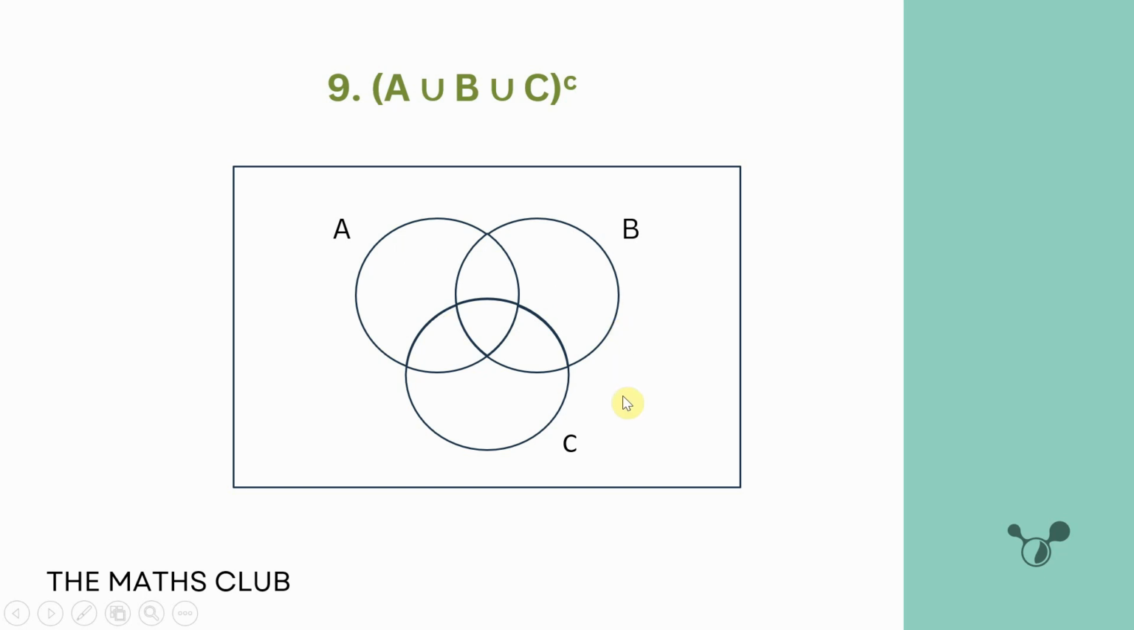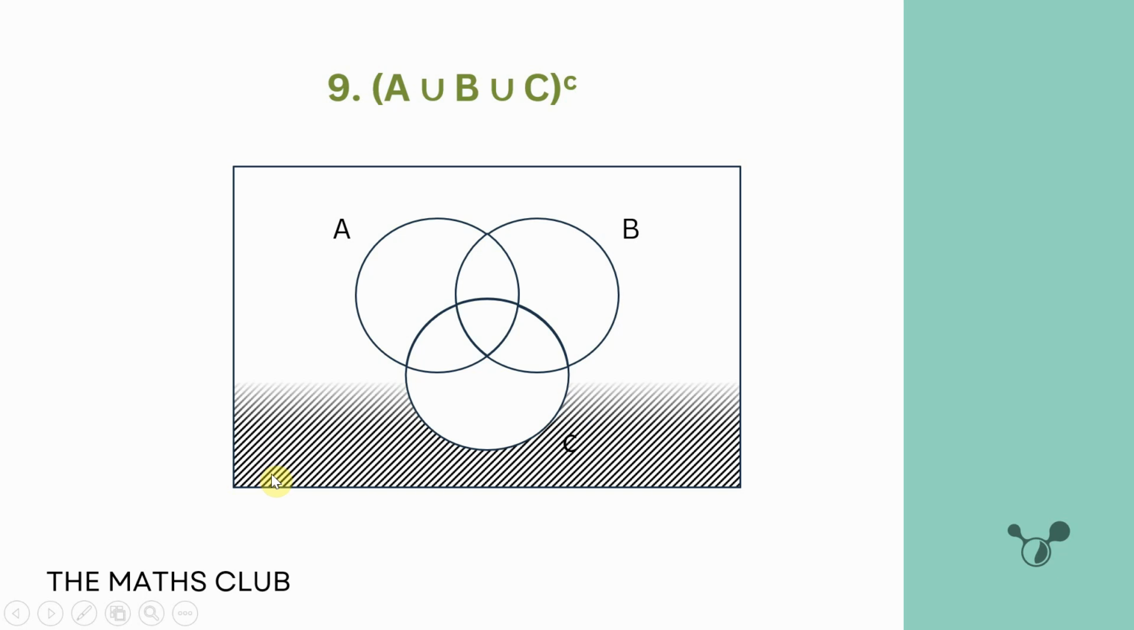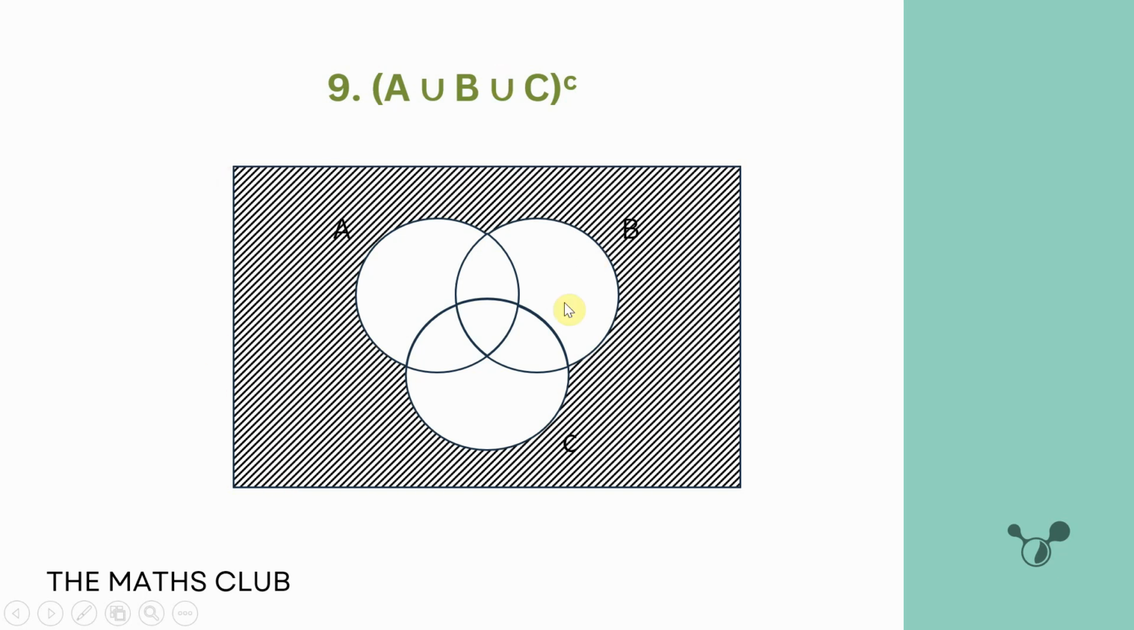So what is not inside this circle will just be everything else around it. So if I want to shade, this is how I will shade it. Just saying every other thing else apart from A union B union C. So now let's look at some examples.